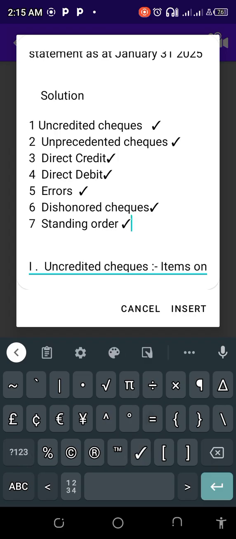So we are going to go back to that question and see whether there is any uncredited check or unpresented check, or any direct credit, or direct debit, or any error committed in the cash book or by the bank. Is there any dishonored check? Are there standing orders? That is the first thing we will do. So the first thing we are going to look at is the uncredited checks, if there are any.